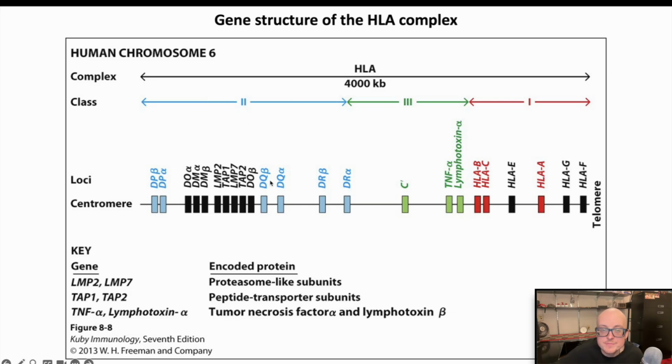of the class 2 region, would not only impact exogenous antigen presentation, because you'd be lacking things like the class 2 isotypes as well as DM and DO, but it would also impair endogenous antigen presentation, because you would be lacking these important molecules associated with the immunoproteasome as well as the peptide loading complex.